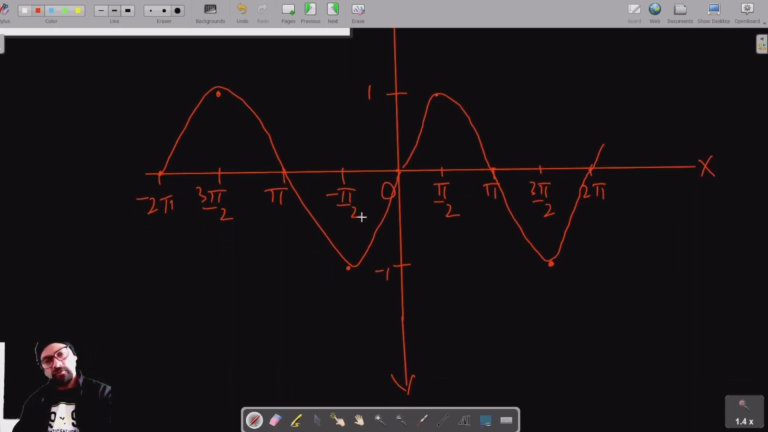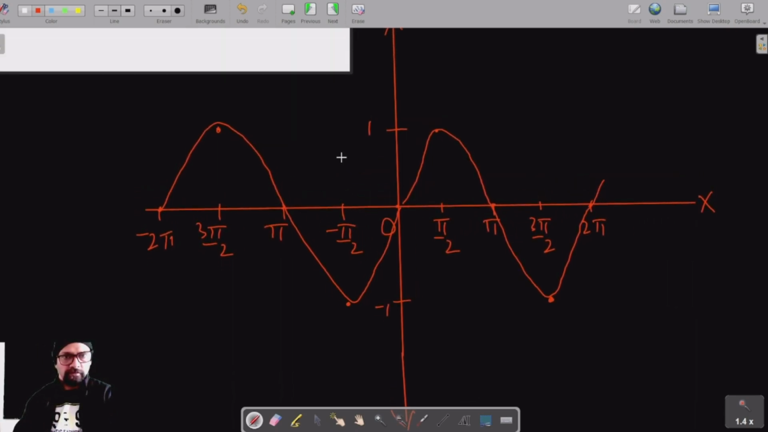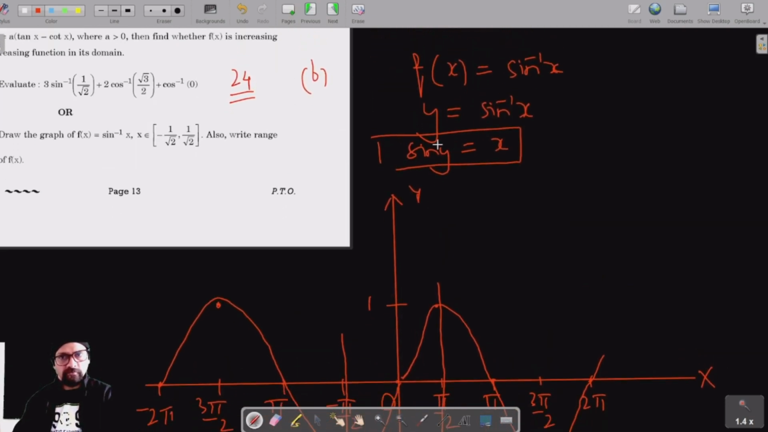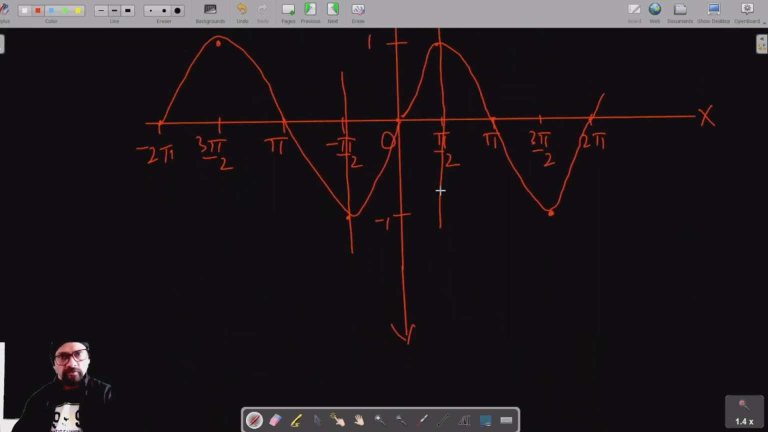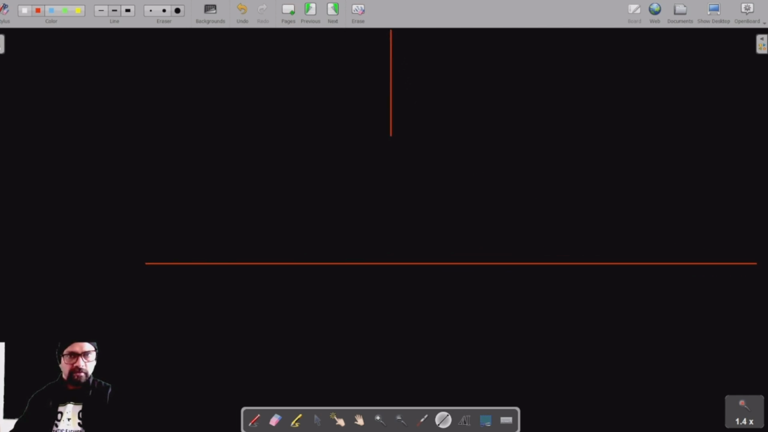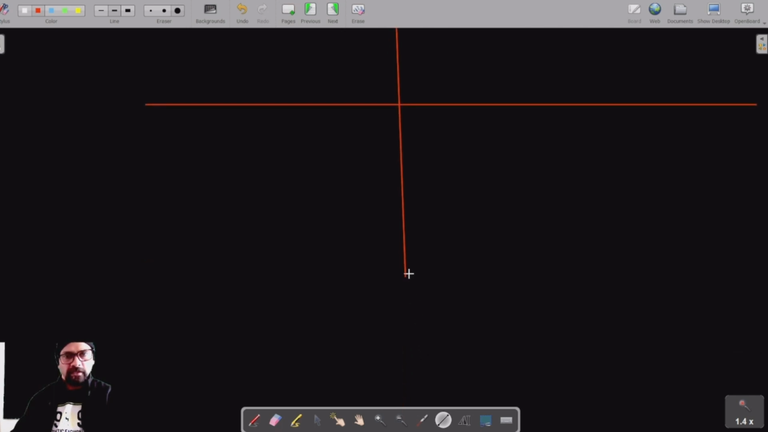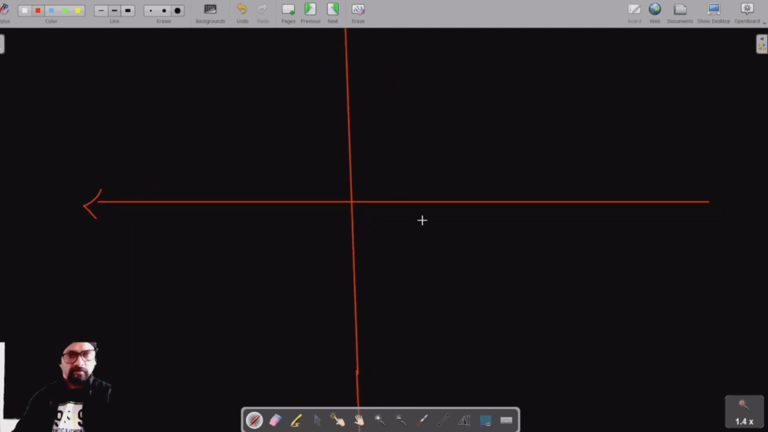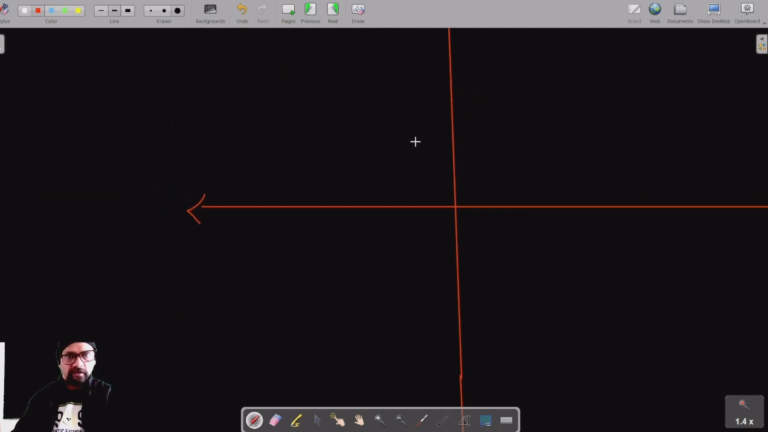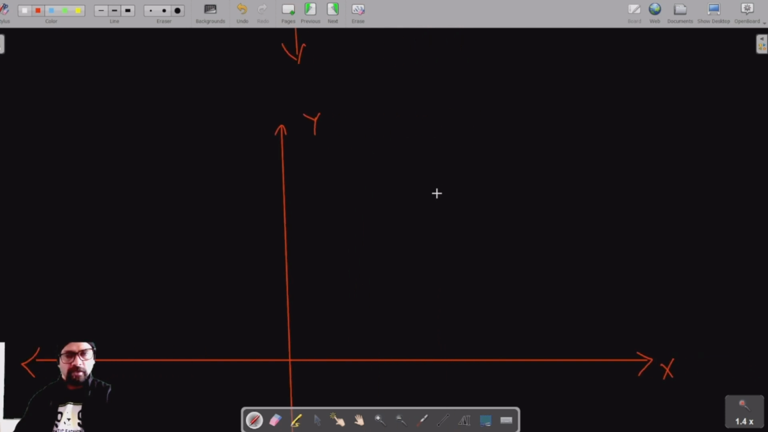But this graph is invertible only when restricted between minus pi by 2 and pi by 2. So our graph is between minus pi by 2 and pi by 2. It's like this, but we have to draw the graph of y is equal to sine inverse x. So now the axes change, and for y is equal to sine inverse x, that means now the y-axis has the angles and the x-axis has the numerical values. So this is the x-axis and this is the y-axis.